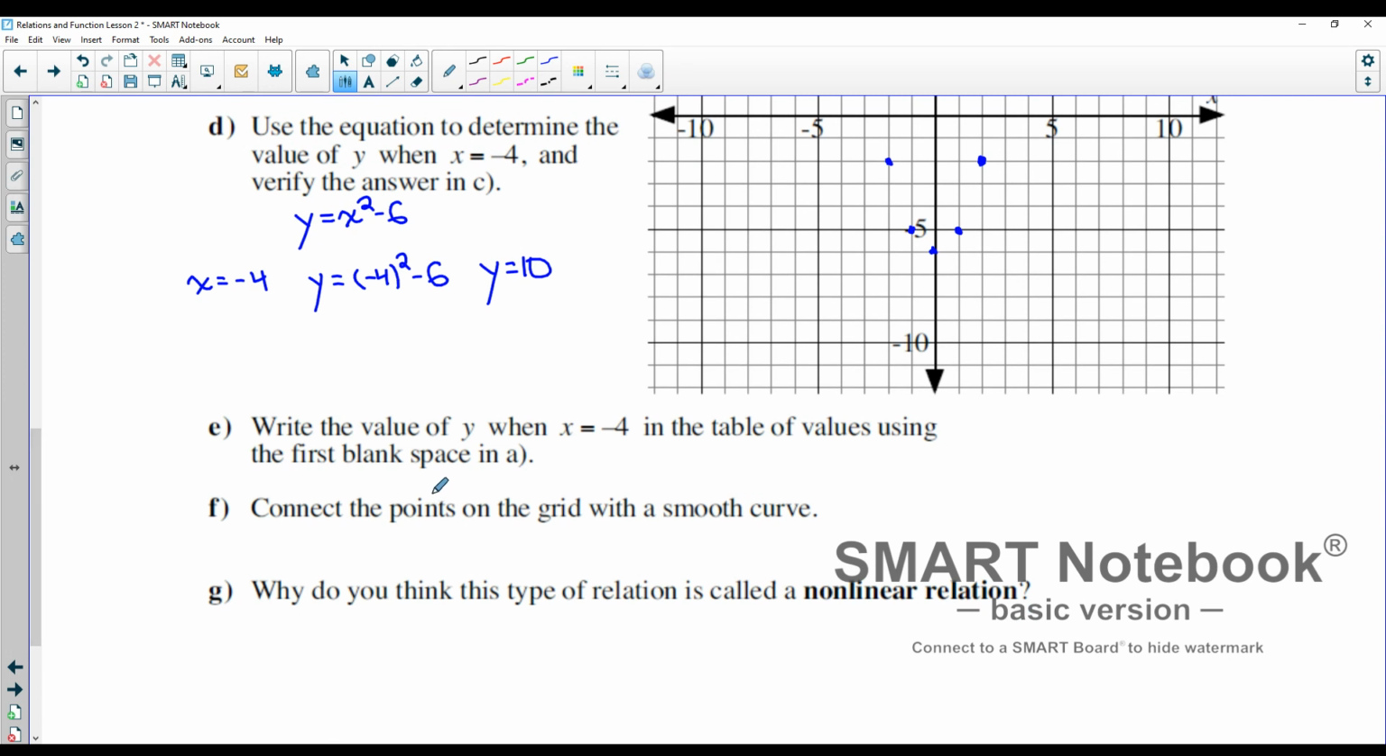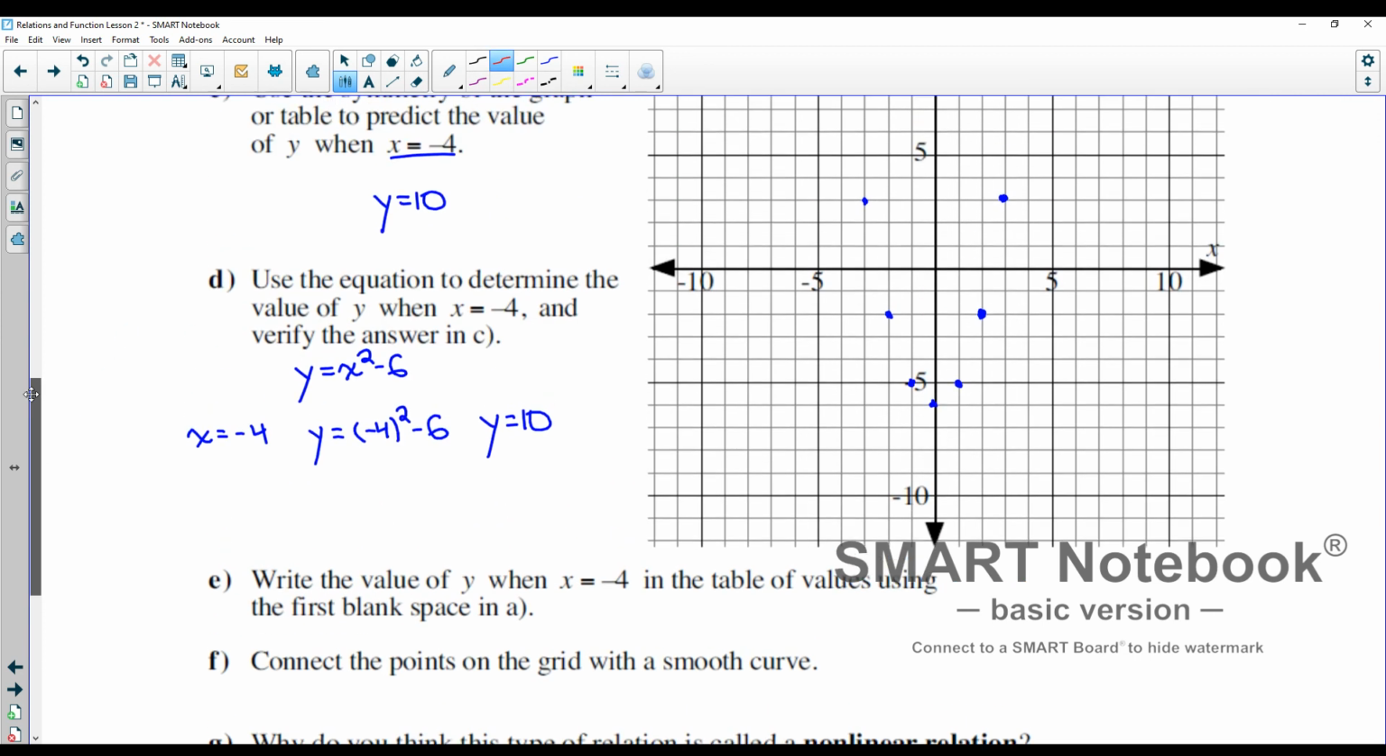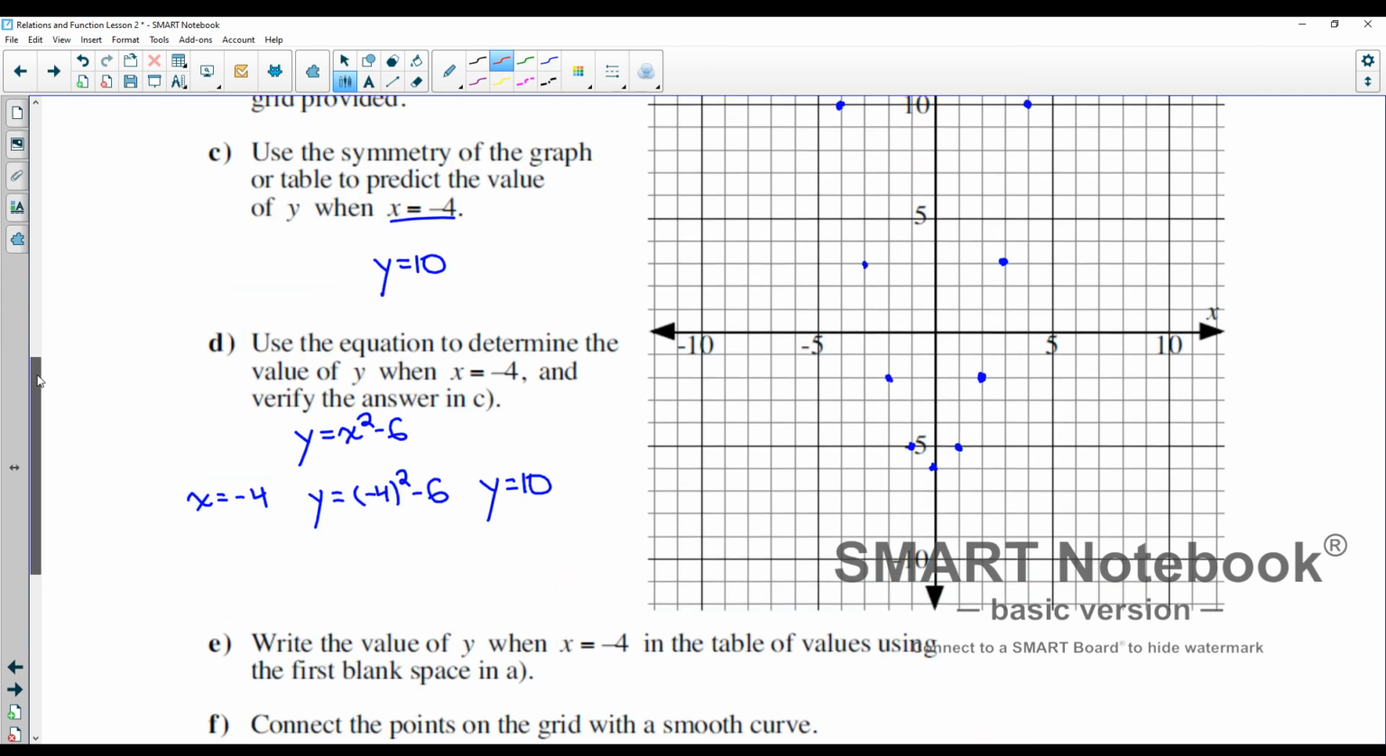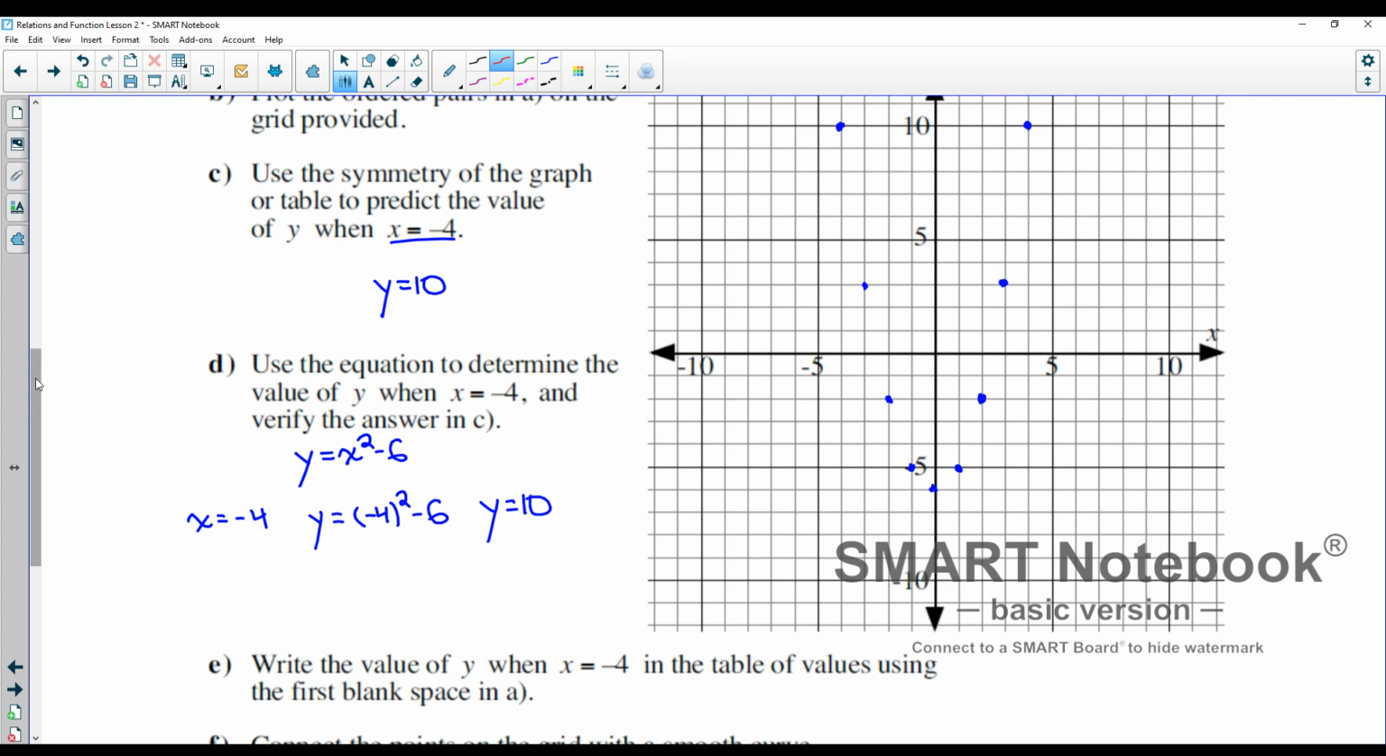Okay, F, this is a bit tricky to do. It says connect the points on the grid with a smooth curve. So we can't do a straight line here because there's no way you can get a single straight line that passes through every single one of these data points. So I need to use a curve to do this. Now, this is actually really hard for me to do in a drawing tablet. This might be easier for you to do freehand. Okay, so I'll start down here and then kind of curve going all the way up.